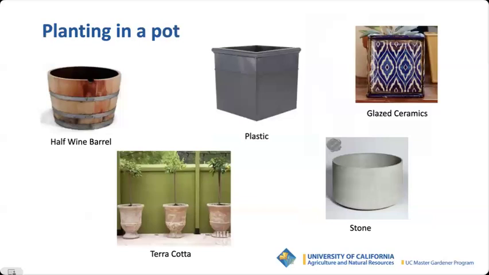Any 16 to 24 inch sized pot is a good choice to transplant your citrus tree. You can choose terracotta, plastic, stone, ceramic, wine barrel, or even a stock tank. It should be large enough to accommodate a few inches of root growth around the original root ball.